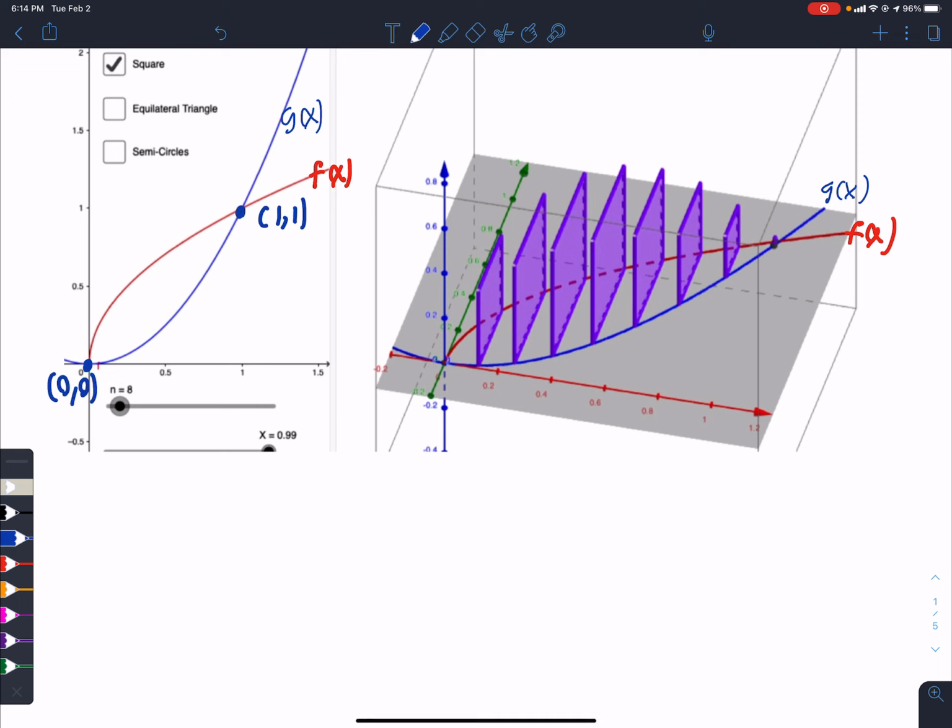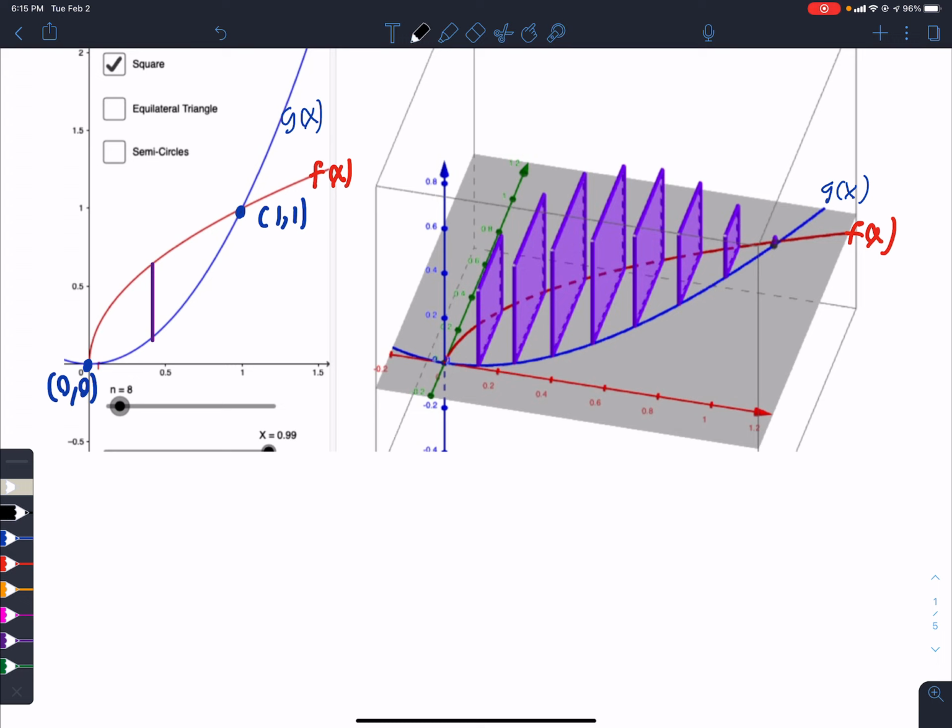So we are going to do perpendicular to the x-axis. So our bases are actually running this direction. So this is the base of our rectangles. So this here is like that piece there. It's the base of our square.